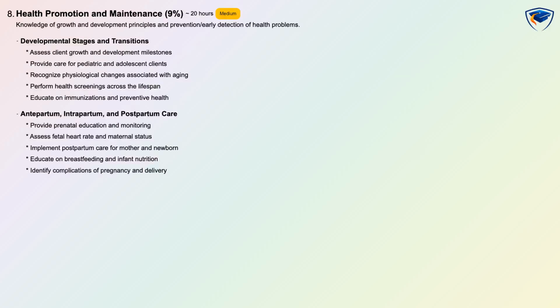Health promotion and maintenance is 9%, medium difficulty, and takes about 20 hours of study with scenario-based evaluation. You will study developmental stages and transitions by assessing growth and milestones, caring for pediatric and adolescent clients, recognizing aging changes, performing health screenings, and teaching immunizations and prevention.